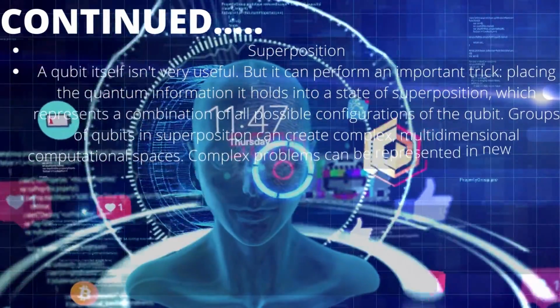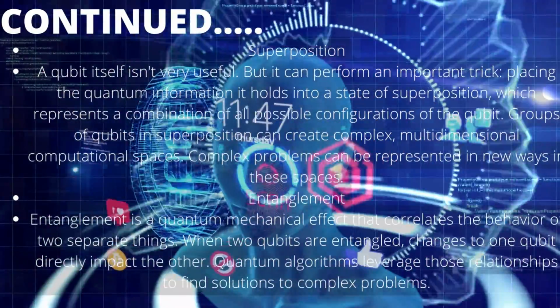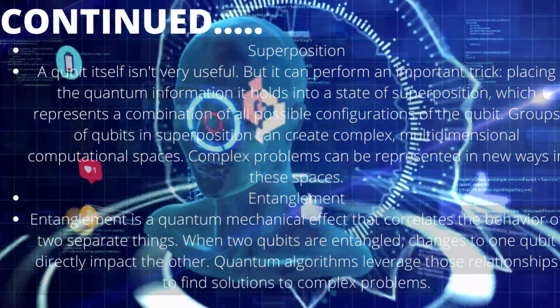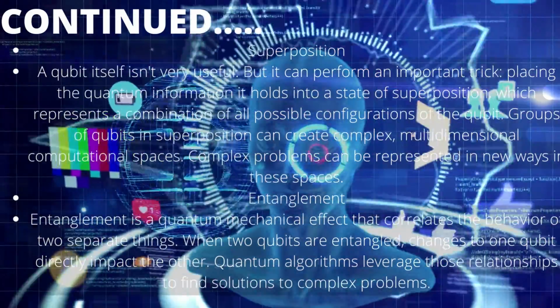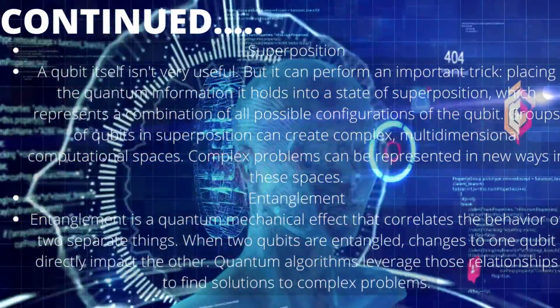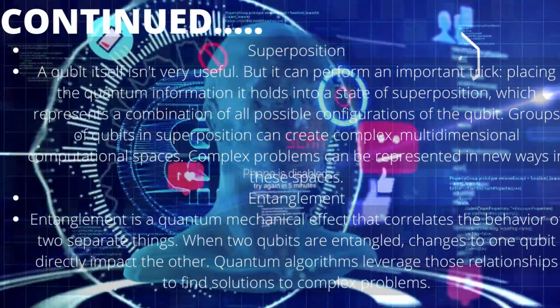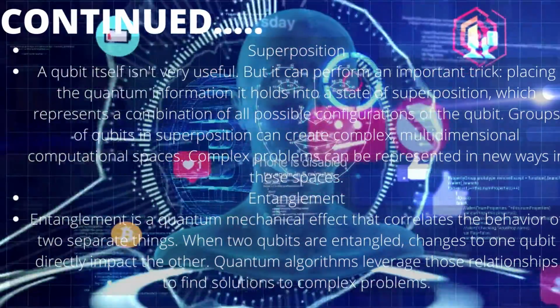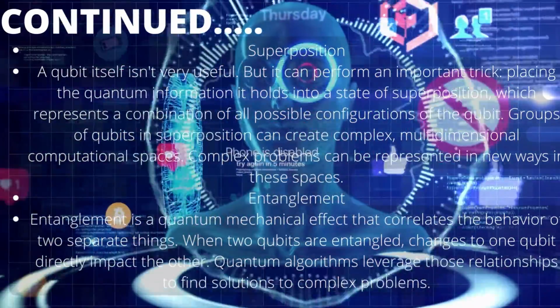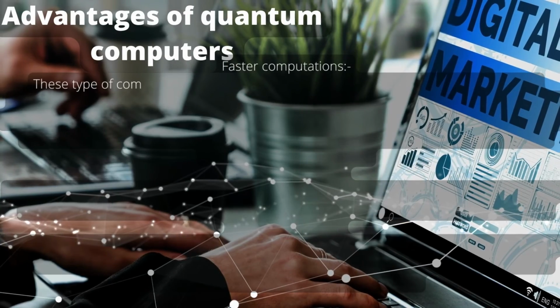Superposition. A qubit itself isn't very useful, but it can perform an important trick by putting the quantum information it holds into a state of superposition. Complex problems can be represented in new ways in these spaces. Entanglement is the quantum mechanical effect that correlates the behavior of two separate things. Quantum algorithms leverage those relationships to find solutions to complex problems.